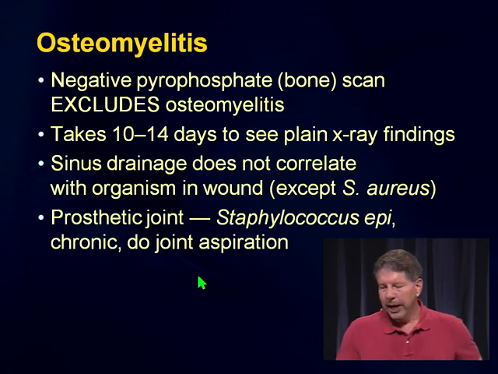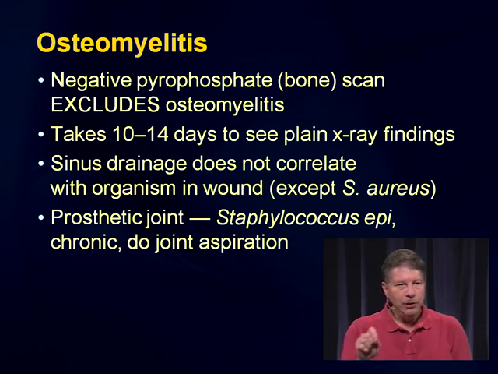All right. If you do a bone scan and it's negative, then you know you don't have osteo. Remember, plain films take 10 to 14 days. You'll see periosteal elevation. They may say, oh, there's this draining wound, and we did a culture from it. Does that correlate with what's down in the bone? The answer is no, unless it's Staph aureus, which remember, it's Staph aureus, Staph aureus, Staph aureus. So if it's there, it's fine. But you don't want to culture the sinus drainage from the wound. It's not going to help you any.